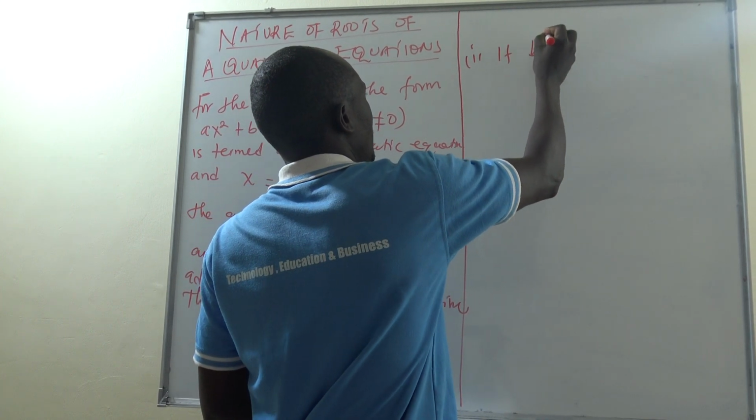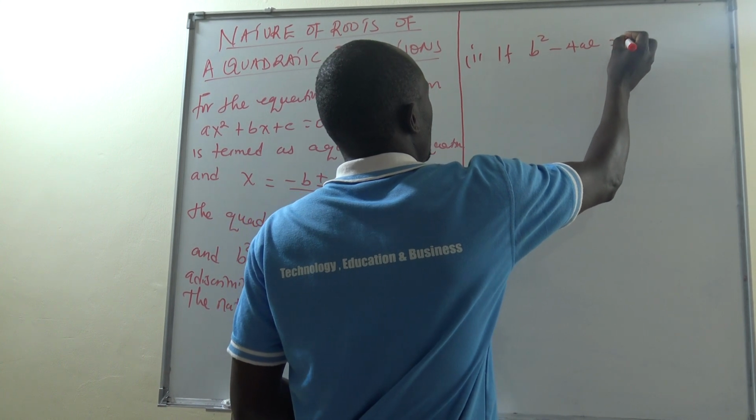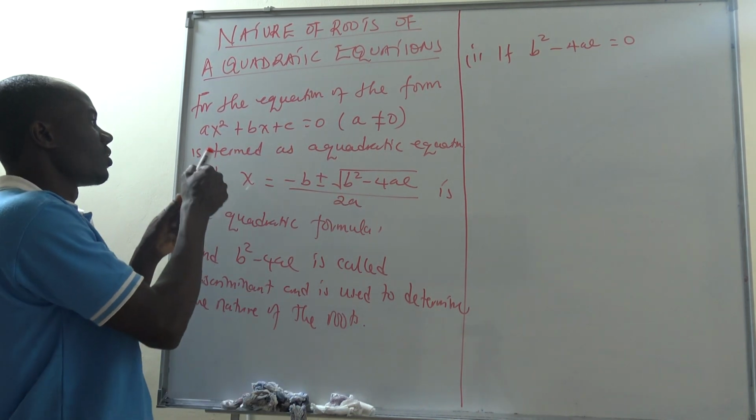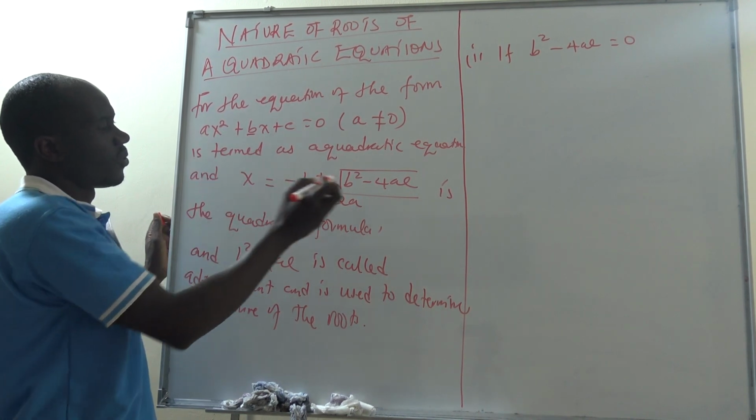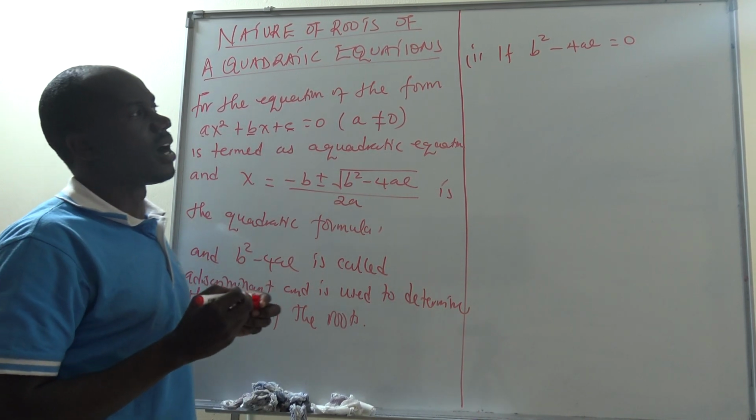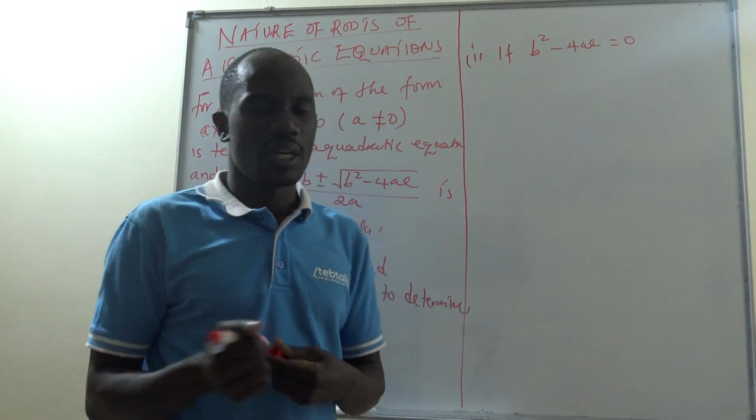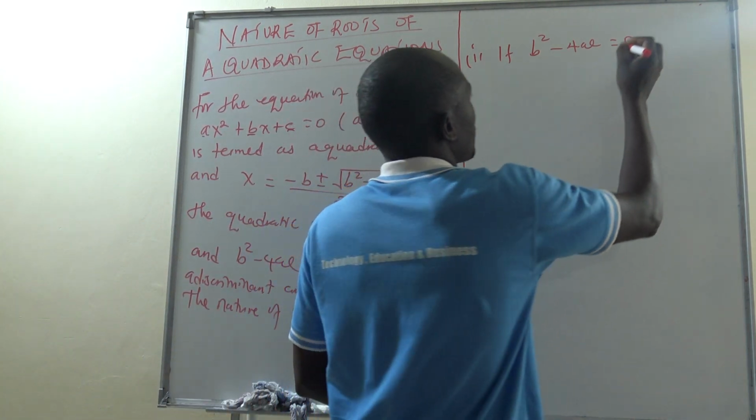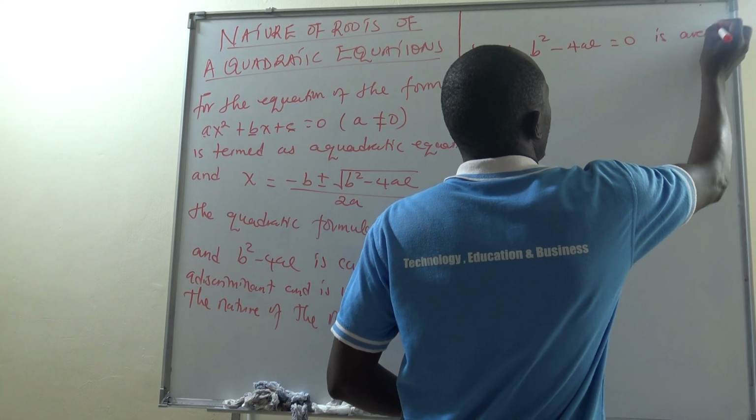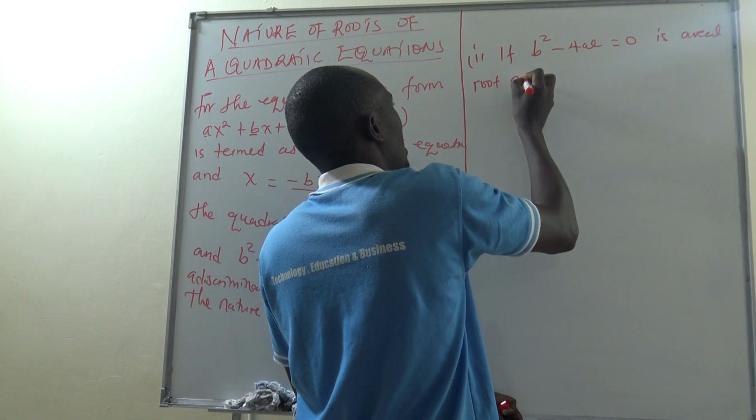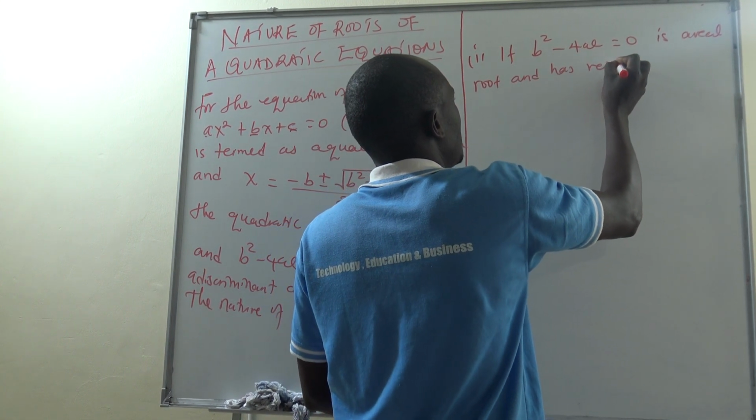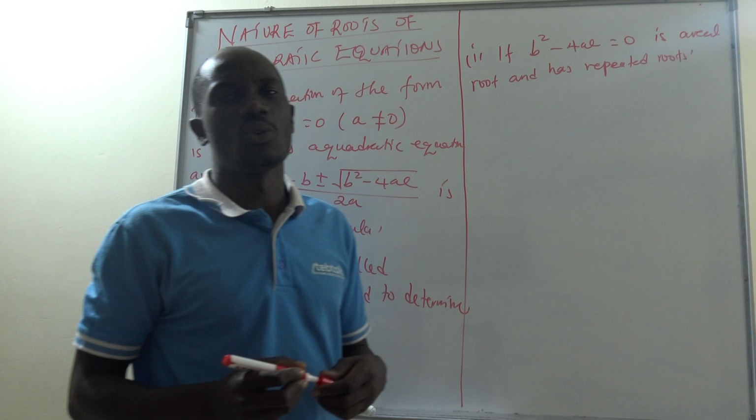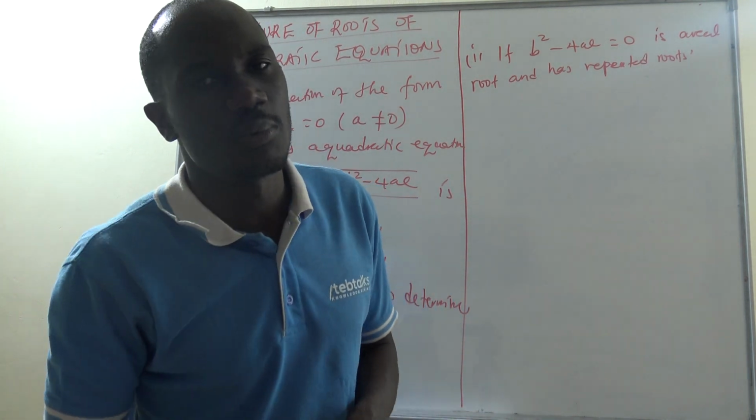If b squared minus 4ac equals 0, if we find in your calculation that b squared minus 4 times a and c is equal to 0, or b squared is equal to 4ac, that one is called a real root and has got repeated roots. As we are going to be looking at those examples which are following with it.